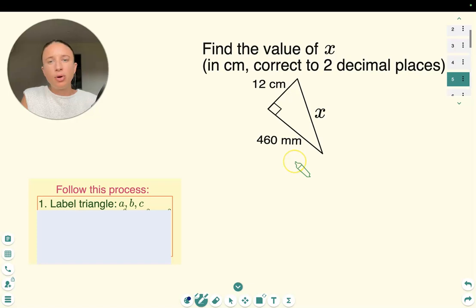Hypotenuse. What do you reckon the hypotenuse C is in this triangle? Well, it's going to be opposite that right angle. So I'm going to make it C. And then the other sides are A and B.